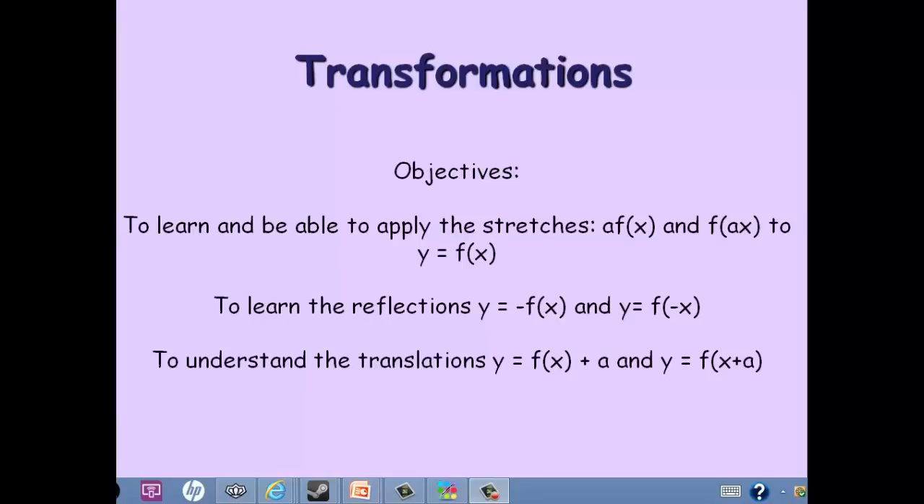Okay, now we're going to learn about the transformations required for both AS and A2 maths. There's basically three different types: stretches, reflections and translations. Stretches in the Y direction and in the X direction, reflections in the X axis and in the Y axis, and translations in the Y direction and in the X direction.